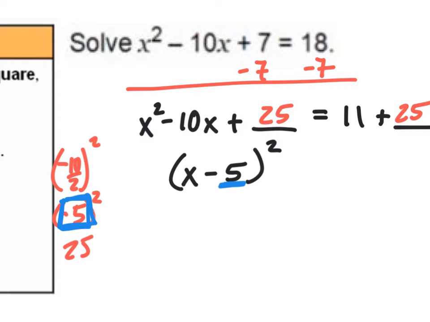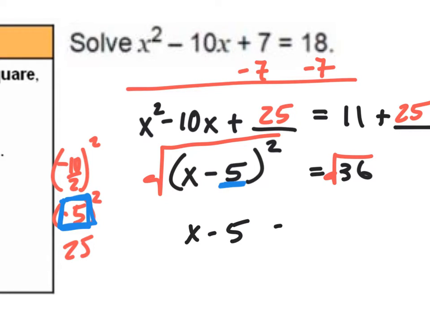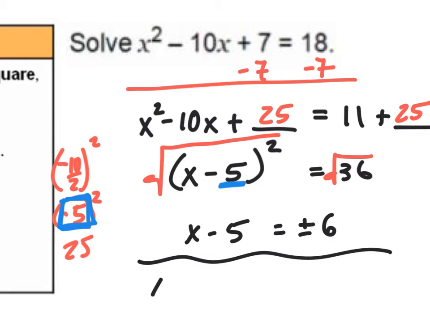All right, and that's it. Then over on the left side, I get 11 plus 25, which is 36. So what I can do now that I've turned this into a perfect square and factored it is take the square root of both sides and get rid of my square. As a result, we get x minus 5 is equal to plus or minus 6. Okay, and then I'm going to have two equations. I get x minus 5 is equal to positive 6, or I get x minus 5 is equal to negative 6.